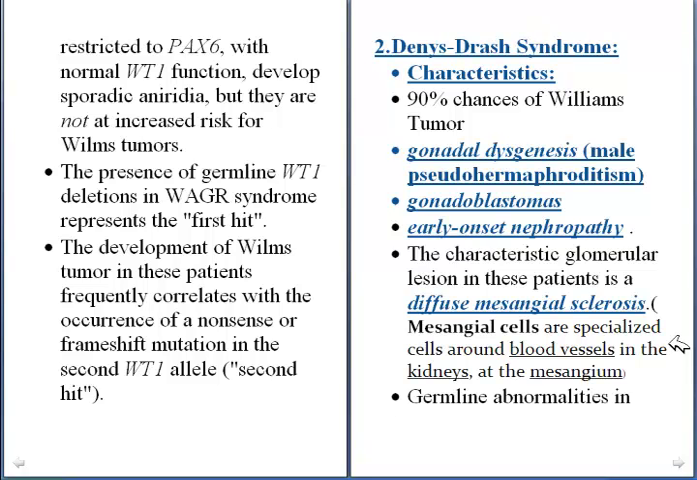Now, the presence of a germline WT1 deletion in WAGR syndrome represents the first hit. There is development of Wilms tumor in these patients only when there is occurrence of a nonsense or frameshift mutation in the second WT1 allele, and that's called the second hit, and that's when you would have the effects of Wilms tumor. Then the second disease that is associated with Wilms tumor is actually Denys-Drash syndrome.